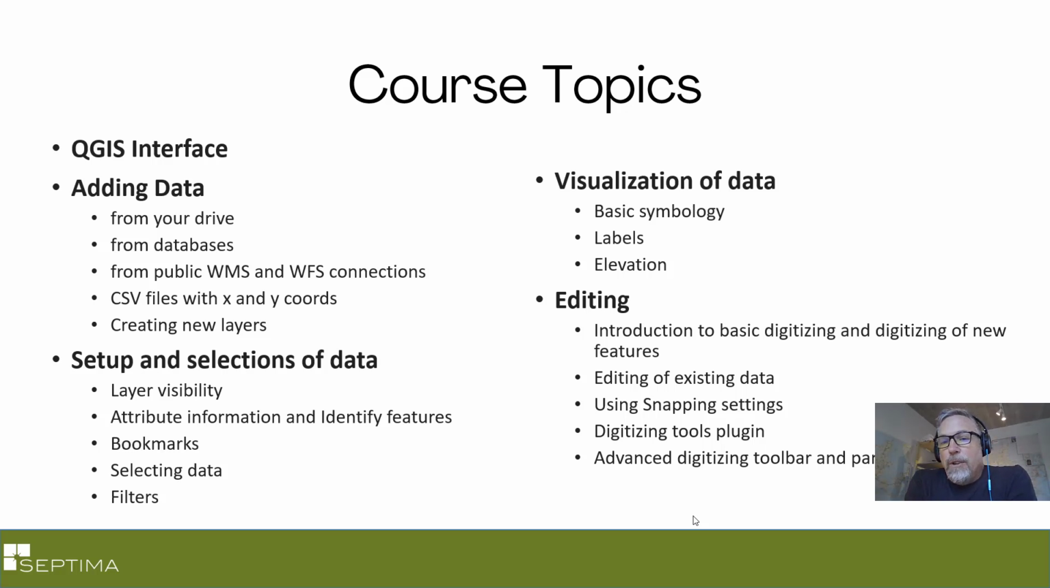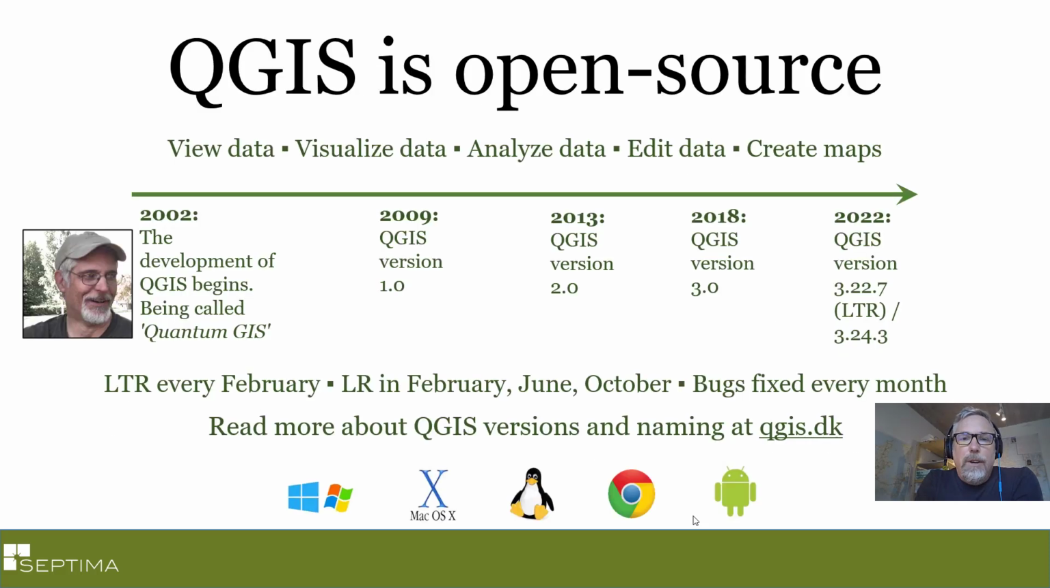So we'll start with an introduction to basic digitizing. We'll then learn how to modify existing features, use snapping settings, and we'll look at a couple of plugins related to editing. So QGIS is open source. So what does that mean?